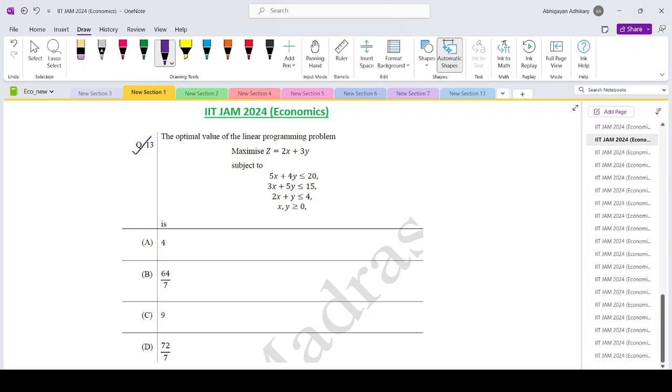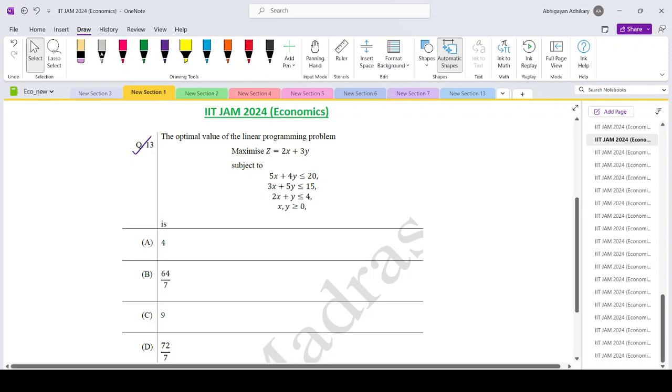This is question number 13. The optimal value of the linear programming problem: maximize z equals 2x plus 3y subject to 5x plus 4y less than or equal to 20, 3x plus 5y less than or equal to 15, and 2x plus y less than or equal to 4, is what? So first of all, we need to plot this graphically, right?